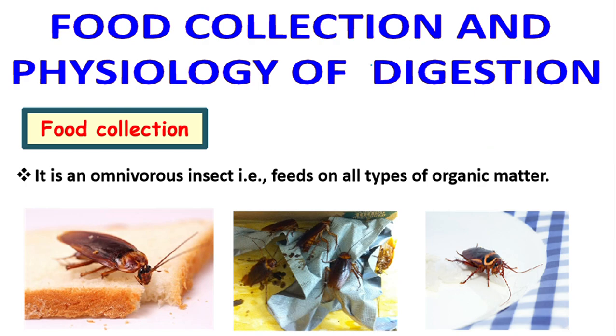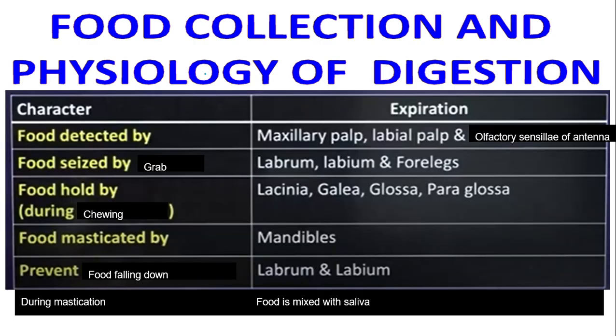Now the last part over here, we are going to talk about food collection and the physiology of digestion. If we talk about food collection, my cockroach is omnivorous. What is the meaning of omnivorous? That means it is herbivorous as well as carnivorous. It is going to eat vegetarian food as well as flesh. In fact, a cockroach can also eat the dead body of a fellow cockroach.